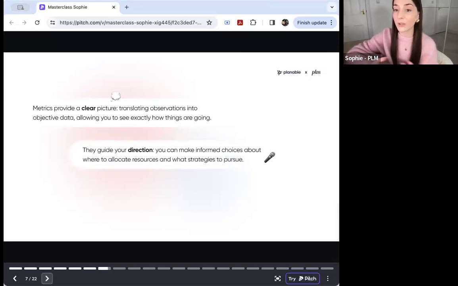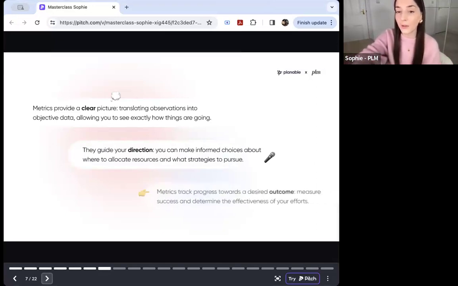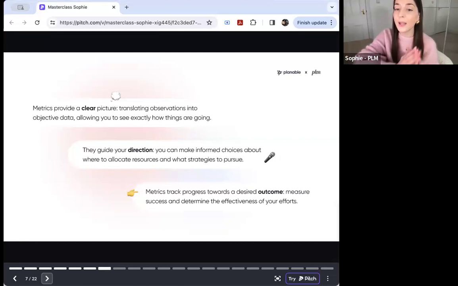They also guide your direction, so you can make informed choices about where to allocate resources, whether it's marketing budget, whether it's teams, whether you're outsourcing to a freelancer, whatever that might be, and also what strategies to pursue. If you spend more than 5 minutes on the internet, you'll see top tips everywhere, how to grow, how to engage, but the truth is in your strategy, which should be guided by your metrics and your insights. And metrics also allow you to track your progress towards a desired outcome. You can measure your success and, of course, determine the effectiveness of your efforts.